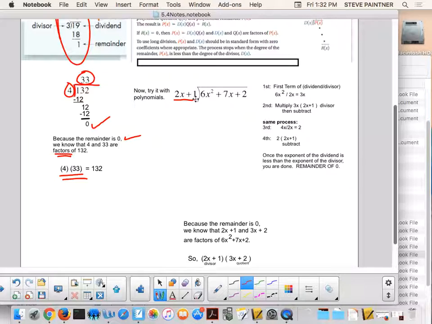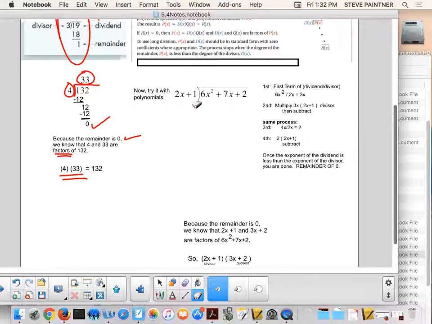A factor. This could be a factor of this if the remainder is what? 0. Okay? It doesn't always happen. You don't always get remainders of 0. Okay. So here we go. We're going to get started with polynomials.